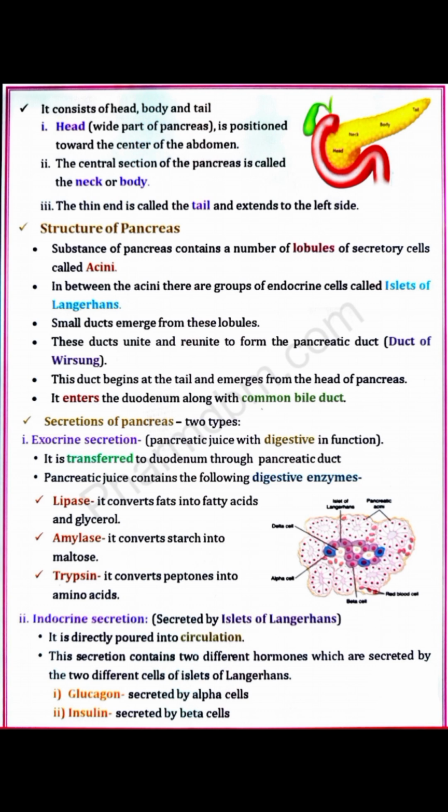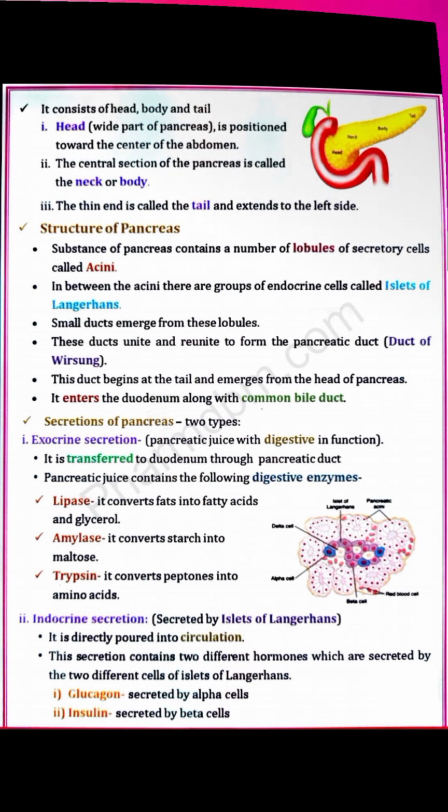Endocrine secretion is secreted by the islets of Langerhans. It is directly poured into the circulation. This secretion contains two different hormones secreted by two different cells of the islets of Langerhans. First one, glucagon. Second one, insulin. Glucagon is secreted by alpha cells. Insulin is secreted by beta cells.